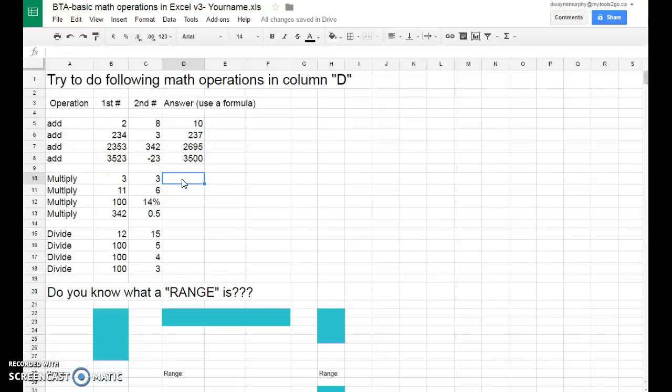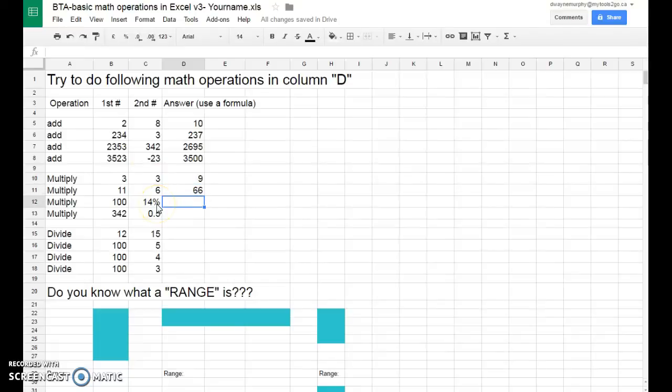A really quick multiplication, of course, 3 times 3. If I want to multiply these numbers, I could say equals 3 times 3. And by the way, times is an asterisk. 3 times 3. But again, I did it wrong. I don't want to hard code numbers; I want to use cell references. So I'm going to hit equals, this cell, B10, times C10. Okay, and we're going to fill down.